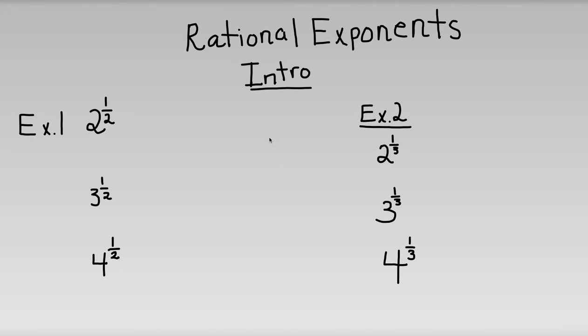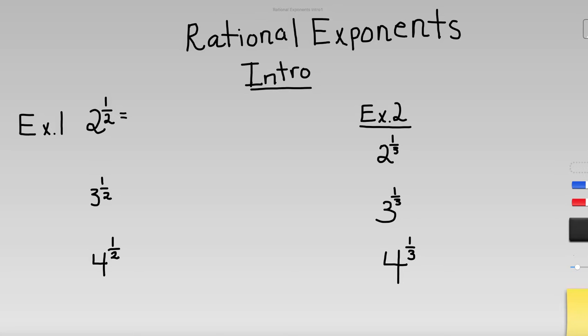Hi, this is a quick video on writing rational exponents when the fractional part of the exponent is a number with numerator of 1, such as 1/2, 1/3, 1/4, 1/5, and so on. So to begin with, let's look at numbers such as 2 to the 1/2, 3 to the 1/2, and 4 to the 1/2. I'm just going to show you how to write these.